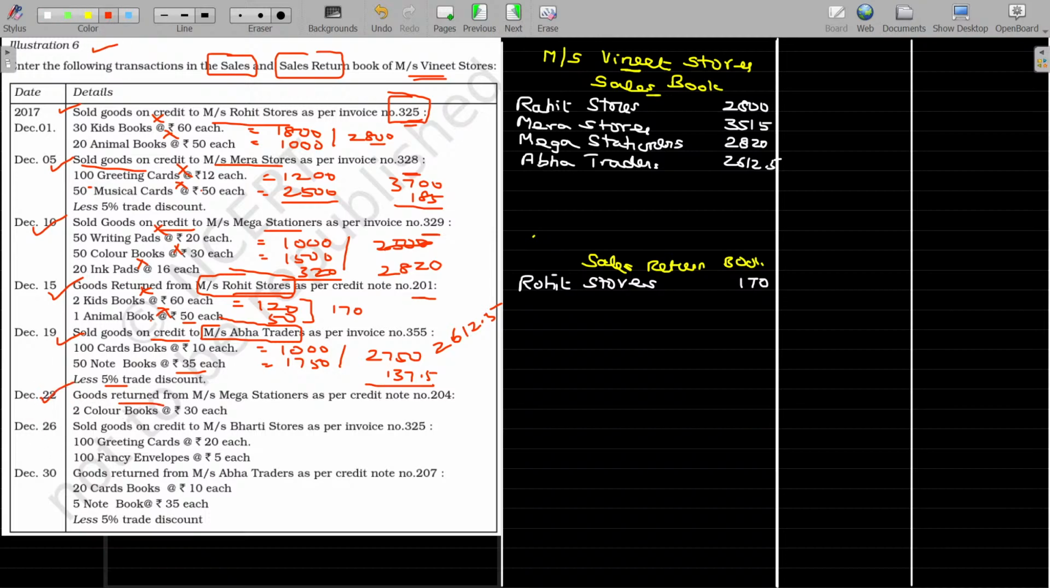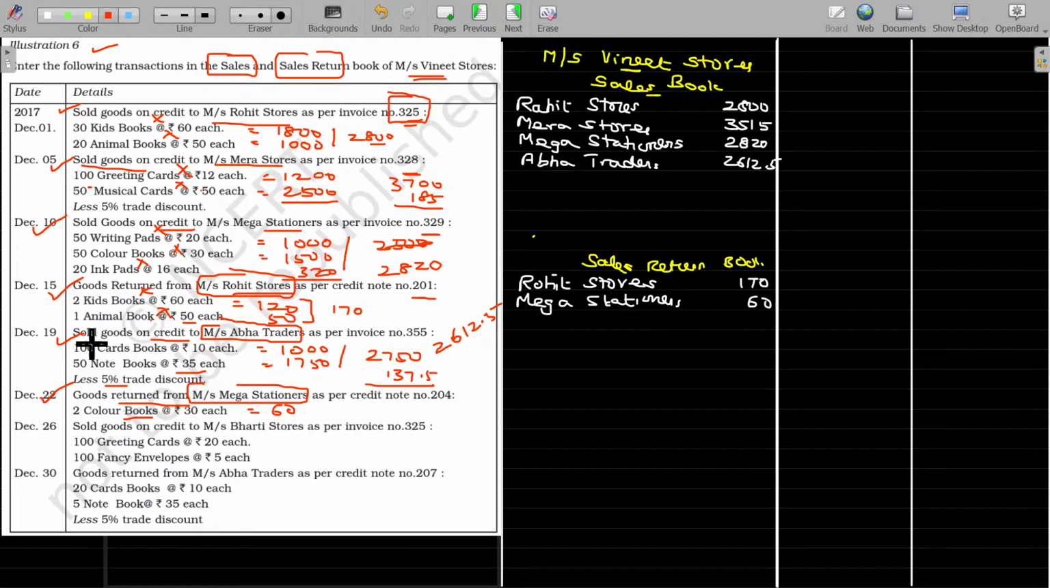On the 22nd, goods returned from Mrs. Megha Stationery. 2 color books at rupees 30 means 60 rupees is returned from Megha Stationers. The value being 60.